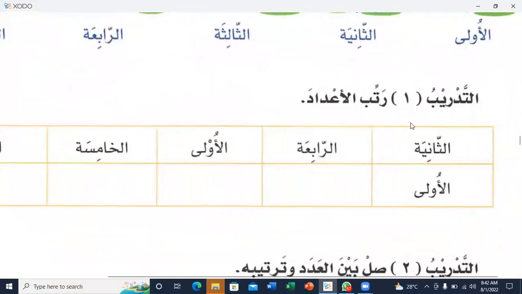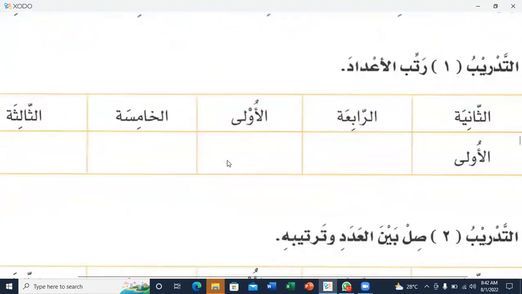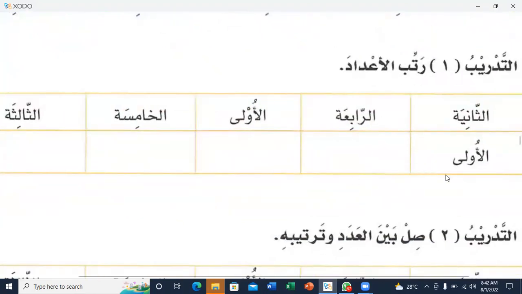Now, Rattib al-Adad, that means we have to arrange in order. Just a minute, dear. Yes, arrange these words: Al-Thaniya, Al-Rabi'a, Al-Ula, Al-Khamisa, and Al-Thalisa. Please tell me the sequence of these words. Al-Ula is first, and second is Al-Thaniya. Al-Thaniya means second order.